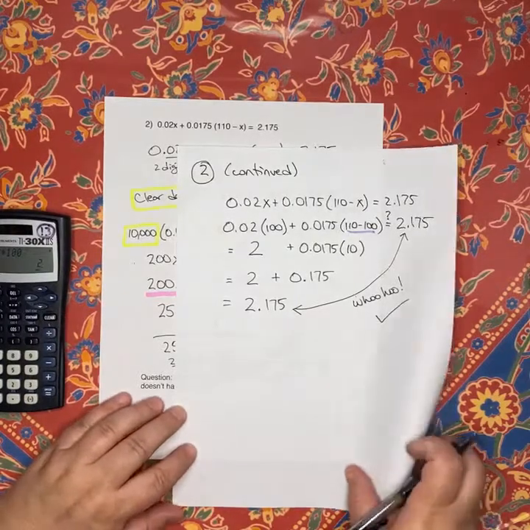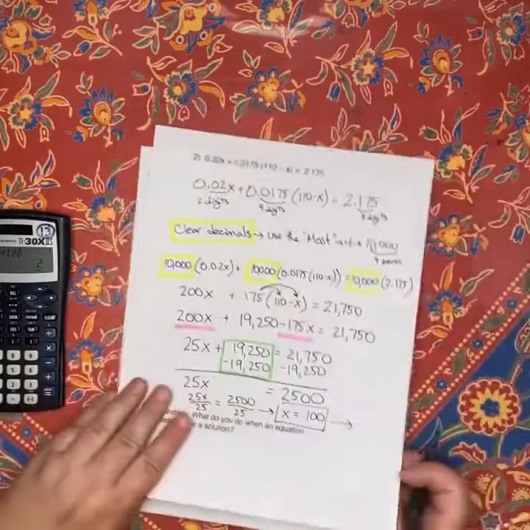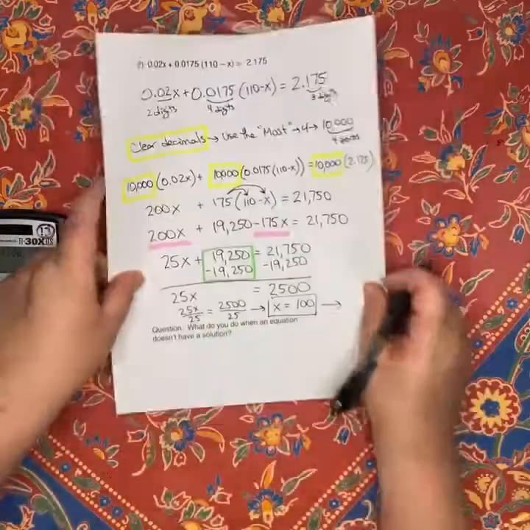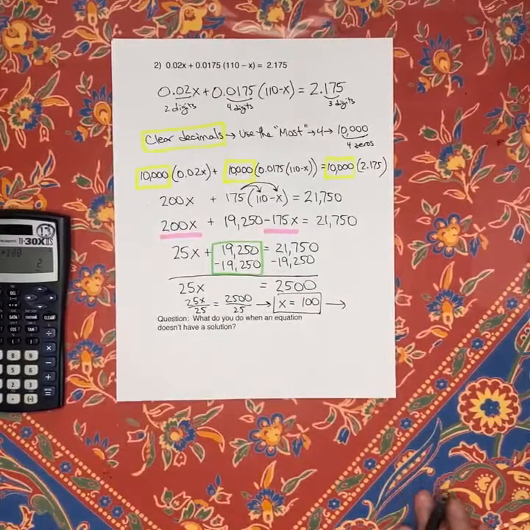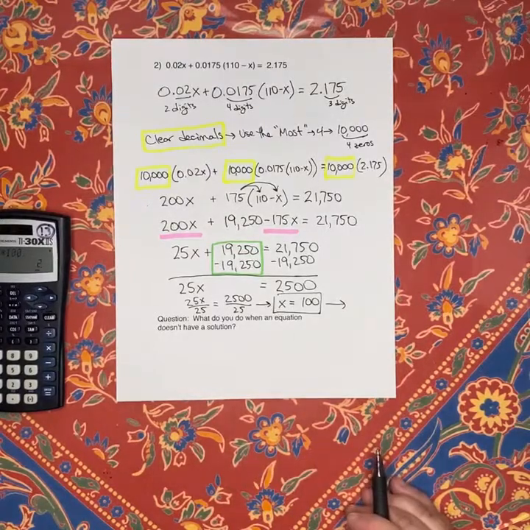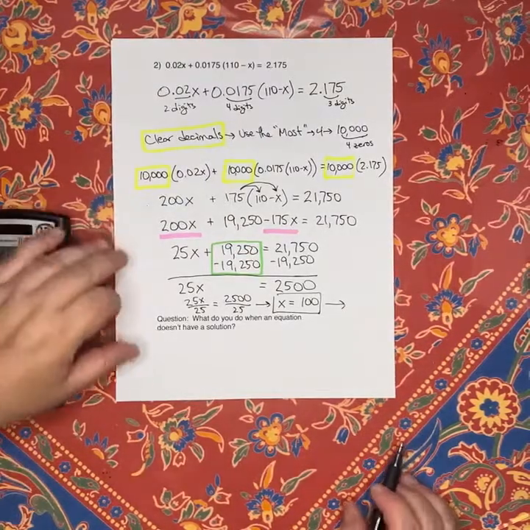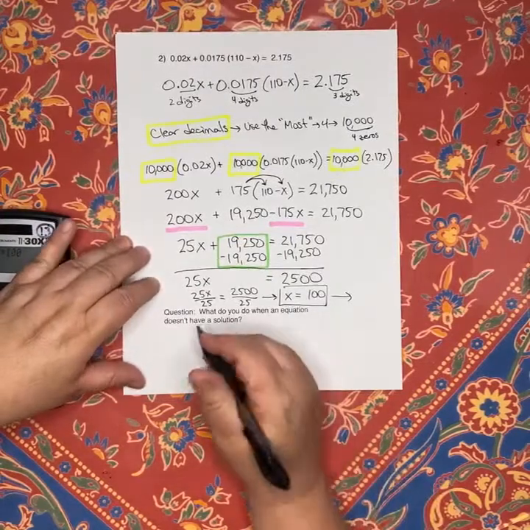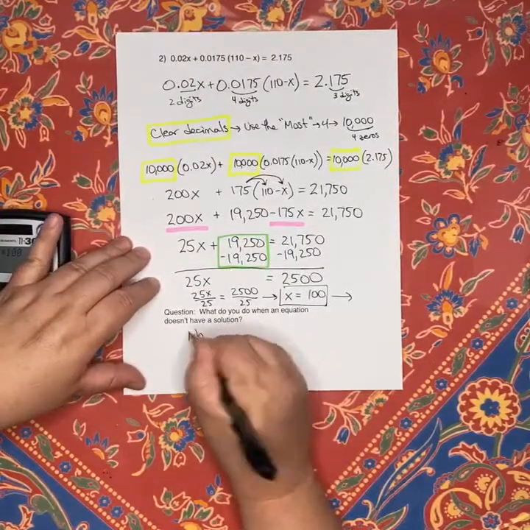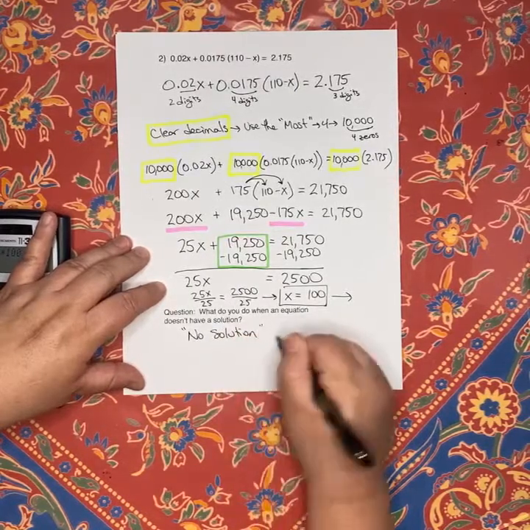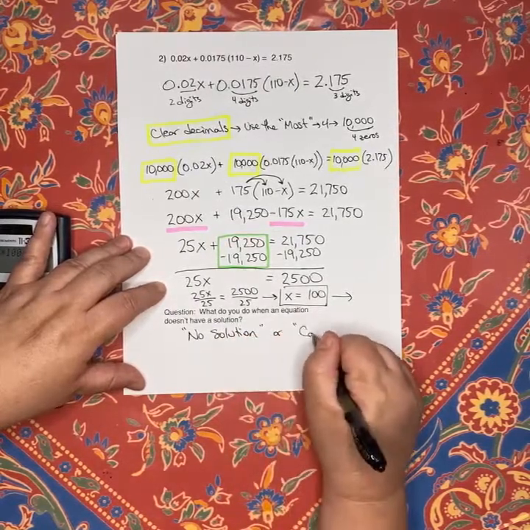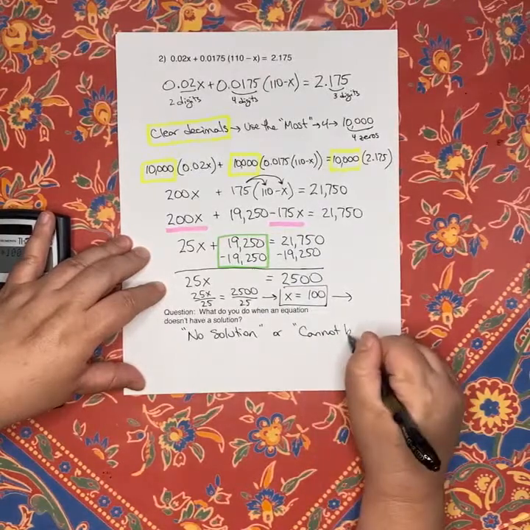This did take a lot of work, but there's one more question I want to ask you, and that is, what do you do when an equation doesn't have a solution? Other than run away or cry, these are all options. Maybe eat a lot of ice cream and chocolate, go find a supportive friend who can walk you through it. But basically, what do you do? You write no solution or cannot be solved.